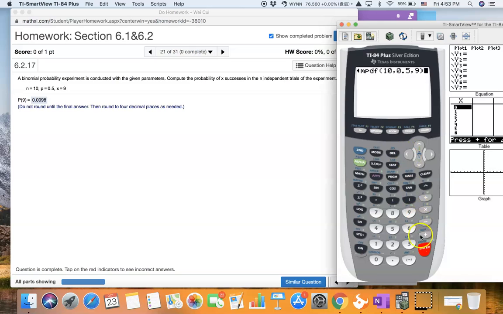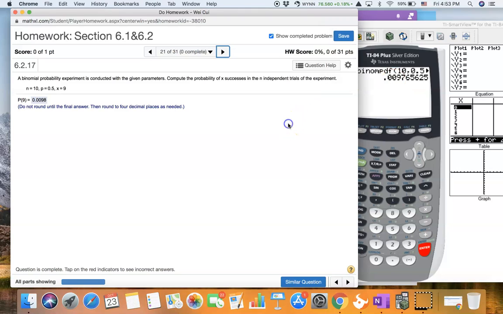So that will give me this probability. It's 0.098, right? Because we are asked to round to 4 decimal places, that's why the answer is 0.098.